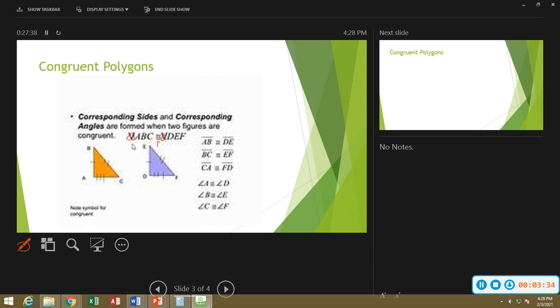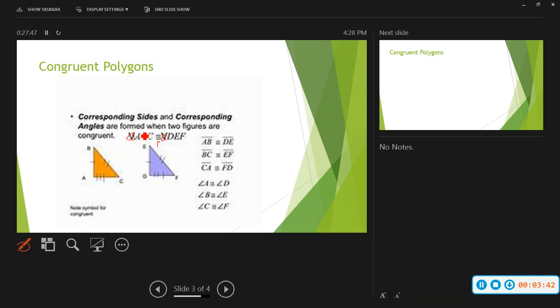Now, the easiest way to do it is not to look at the pictures, but to actually look at the names here. A is in the first position. B is in the second position. C is in the third position. Corresponding to A would be its corresponding part in this triangle, which would be the first position, D. That's why we got A and D. B and E would be corresponding because they're both in the second position, and C and F because they're in the third.